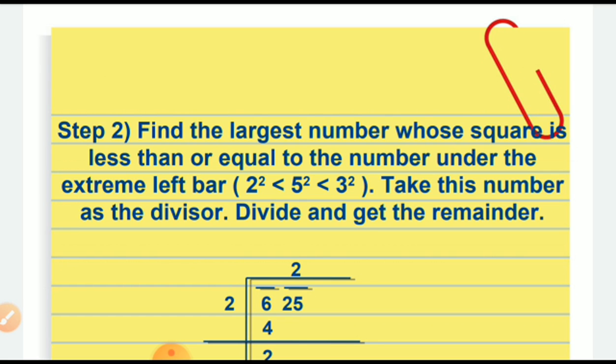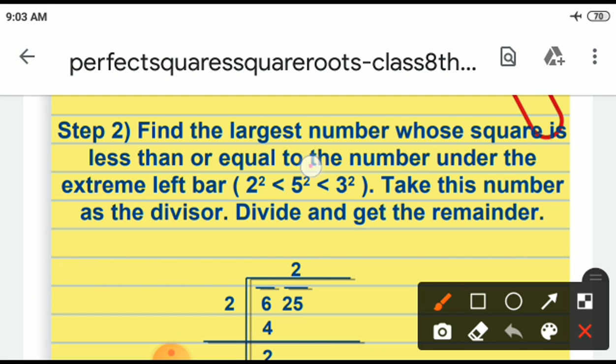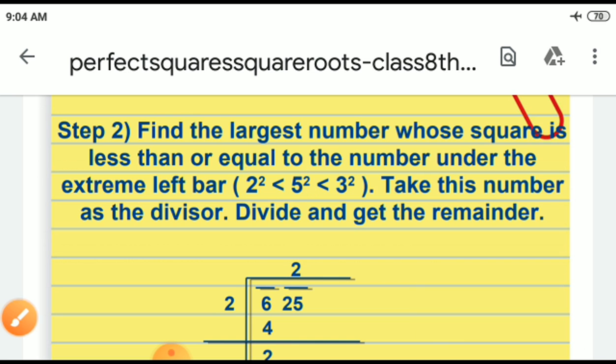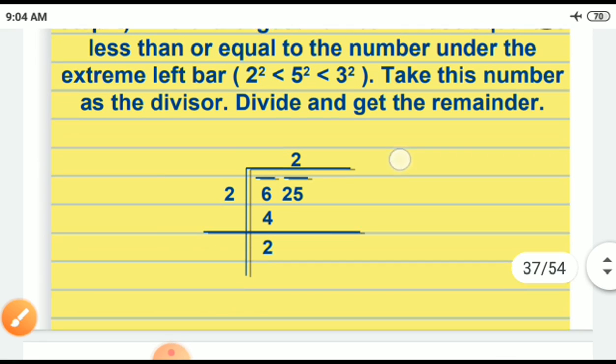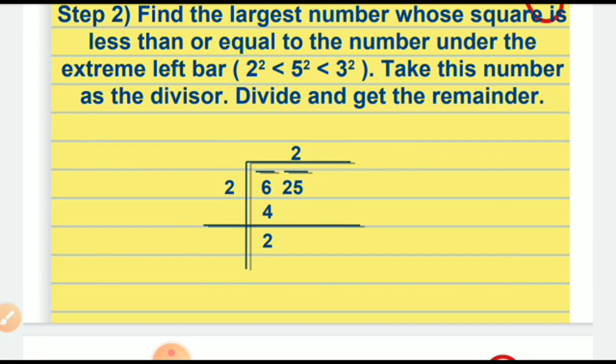So actually here we can put the 6. By mistake a 5 square is written. It should be here 6. 6 किसके बीच में आता है? 4 और 9 के बीच में रहता है. 2 और 3 के स्क्वायर के बीच में रहता है. तो 2 2s are 4 हो गया. 6 में से 4 गया, 2 बचा.